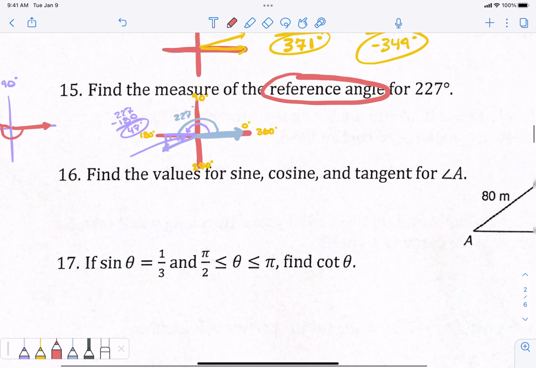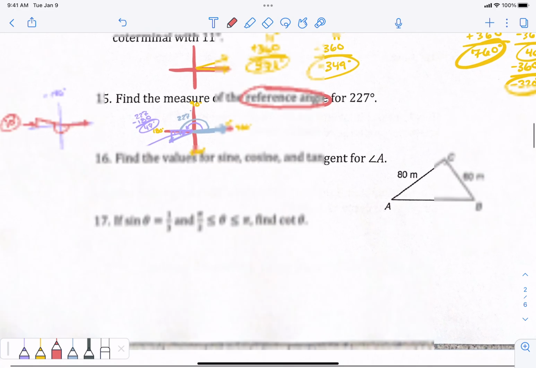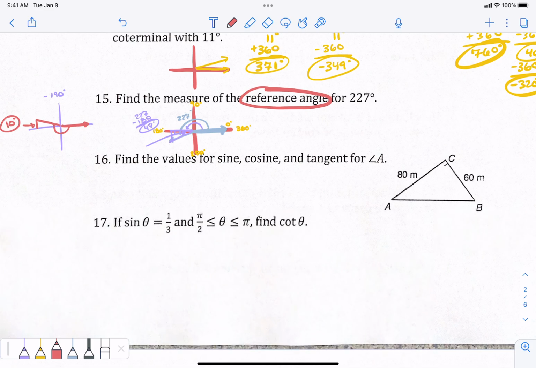Okay. Shall we do 16, 17, and we'll quit? Okay. Sine, cosine, and tangent. And we're doing it for angle A. So sine of A, cosine of A, tangent of A. And we're just looking for the fraction stuff, right?